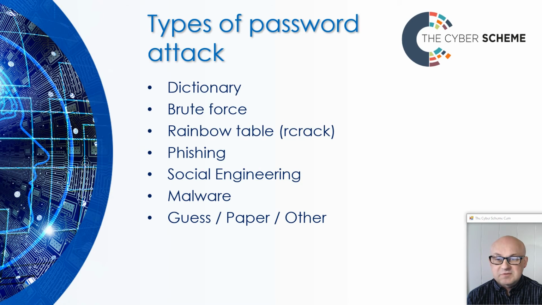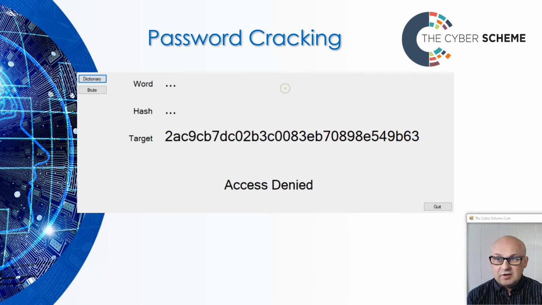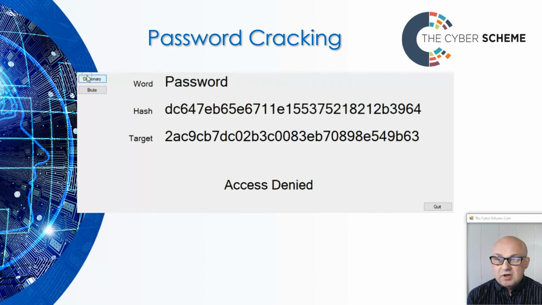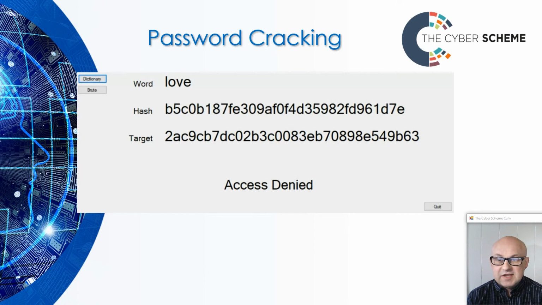When we do audits of people's passwords, they quite often use things like football teams, people's names, pet names, things like that. Paper, you might write your password down, you might put it on a post-it note, in which case we could discover it, or any other techniques we use to get hold of your password.